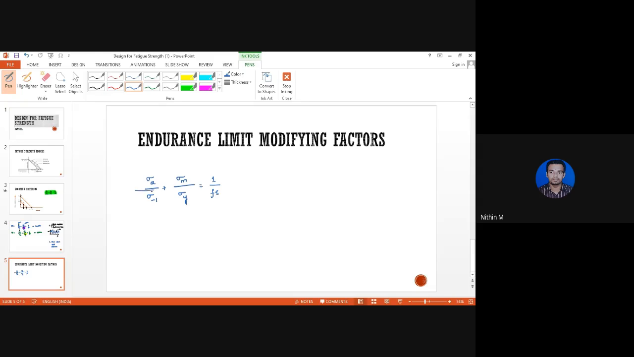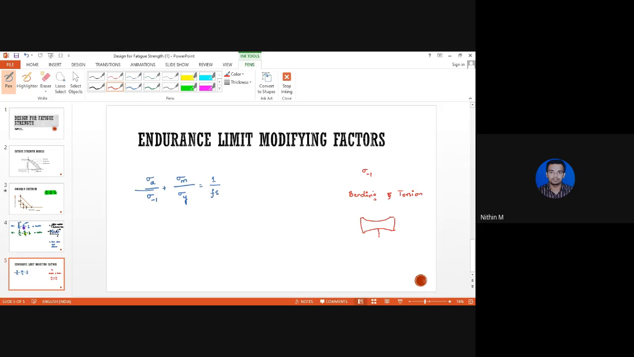Now, basically, if you can recall, whenever we were determining the value of endurance limit of the material, we had made use of RR Moore fatigue testing machine, right? Where the component was subjected to a combination of bending and torsion, that is bending moment and twisting moment. And if you can recall, the shape of the component was somewhat like this.